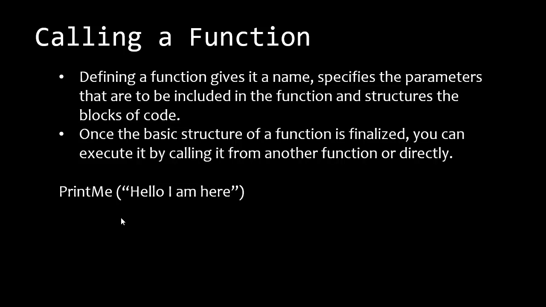Calling a function. Very simple. Defining a function gives it a name, specifies the parameters that are included in the function, and structures the block of code. We got that. Once the basic structure of a function is finalized, you can execute it by calling it from another function or directly. What I mean by directly is outside of a function. You can just do it in a piece of code that you're just calling functions from. And you just do it by calling its name. There's no word like call or anything that you may have seen before. Just print me, and then the parameter that it's actually looking for. In this case, hello, I am here.